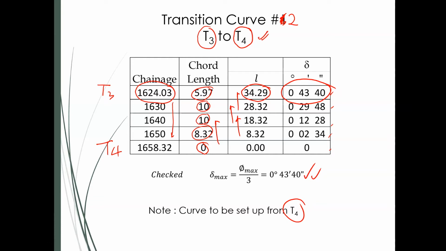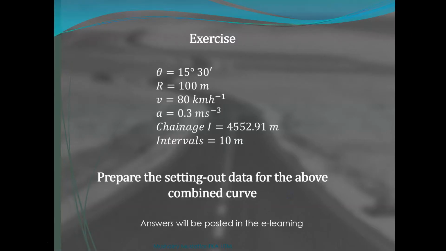So that's one transition curve, combined curve, to be exact. How do we deal with the numbers and put them in nice order in a table, and use those numbers, do all the checks, before we go to set out the center line, the markers at the intervals that we require, or intervals that we were told to do.